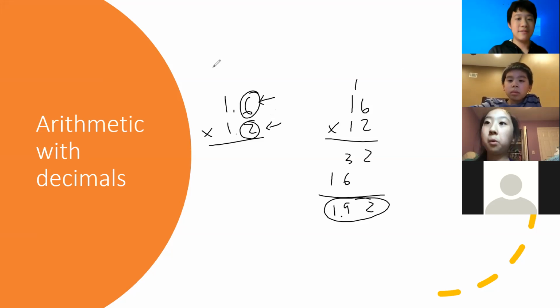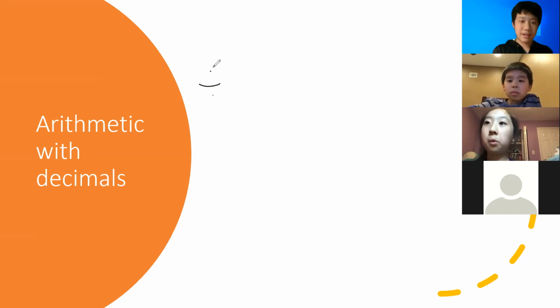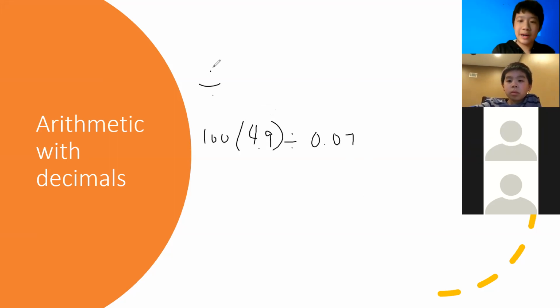So how do I divide decimals? Okay, we're going to have something like, I don't know, 4.9 divided by 0.07. Well, what I can do here is that I can multiply both of these by 100 and turn both of these into integers, into regular numbers. Well, how does this work? Well, I just multiplied everything by 100. Shouldn't it actually change the problem in some way?